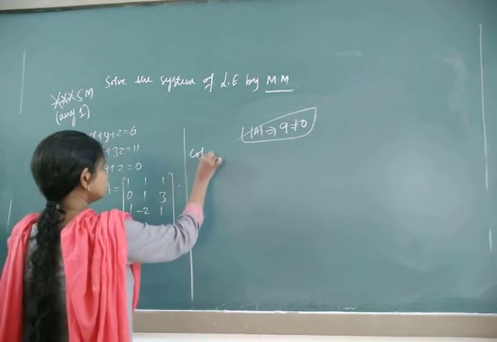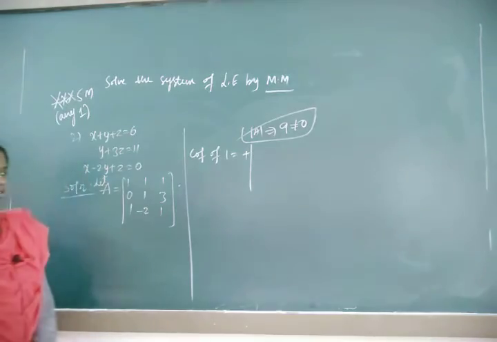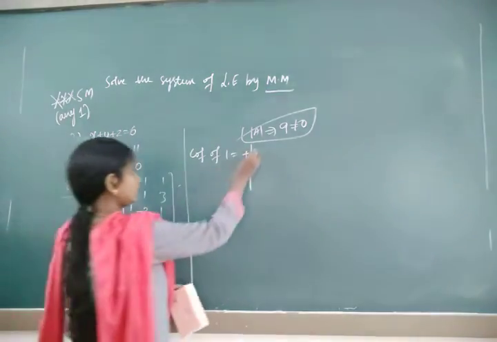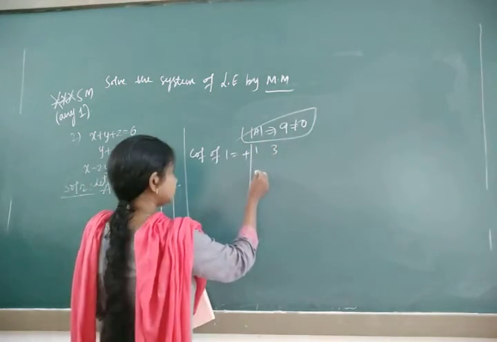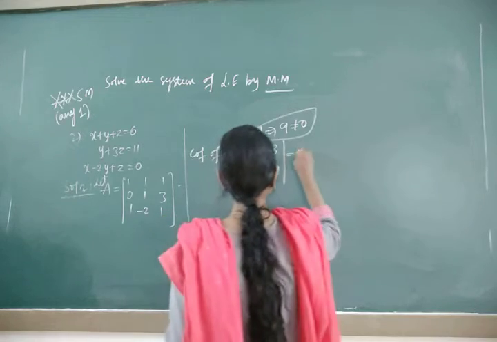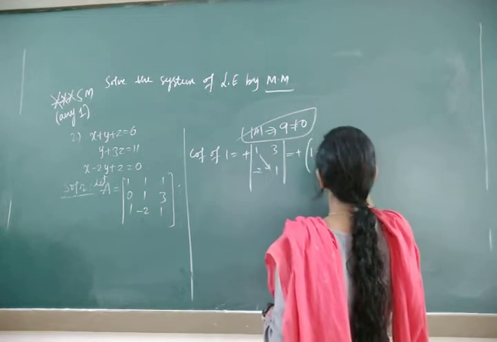Cofactor of 1, take the sign plus minus plus. So delete first row, first column, it will remain as 1 3, minus 2 1. On expansion this will become plus of 1 1s are 1 plus 6, which is equal to 7.